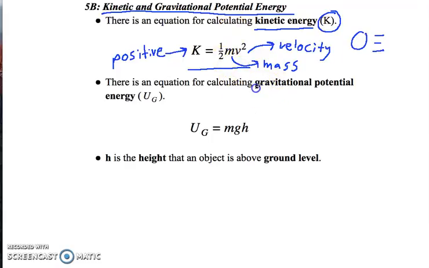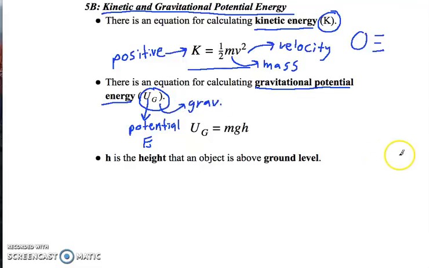The next type of energy is gravitational potential energy, and it's abbreviated UG. The U part is for potential energy, and the G part is for gravitational. The formula for this is m times g times h. The m is for mass, g is the magnitude of acceleration due to gravity, and h is the height above the ground. The height is the only new thing here.